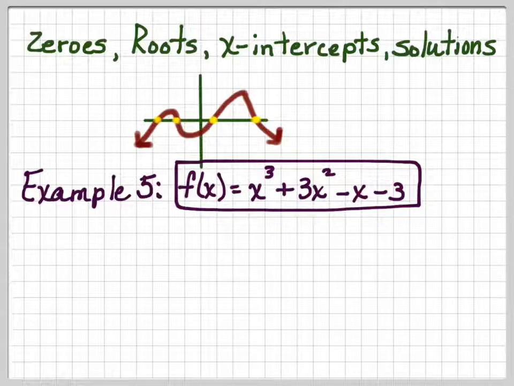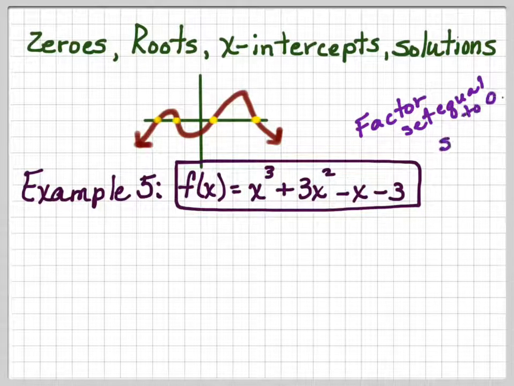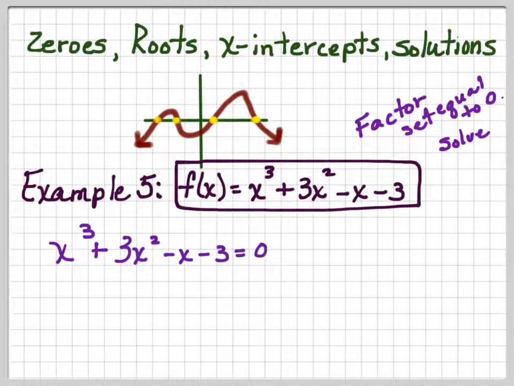f of x equals x cubed plus 3x squared minus x minus 3. That's not this graph, by the way. So what we want to do is factor it, set each factor equal to 0, and then solve. The only way we can factor this, because there's no common factor all the way through, is to regroup. So I'm going to regroup the first two and regroup the second two.